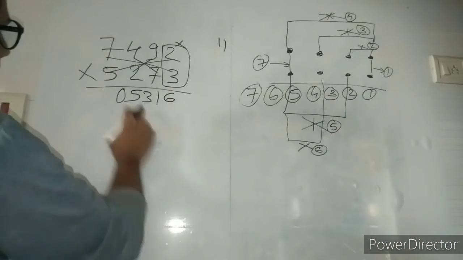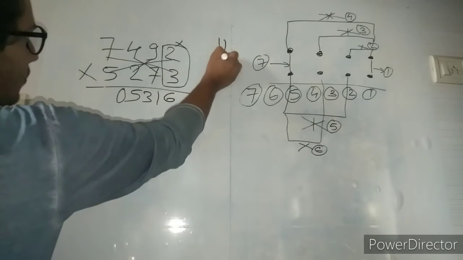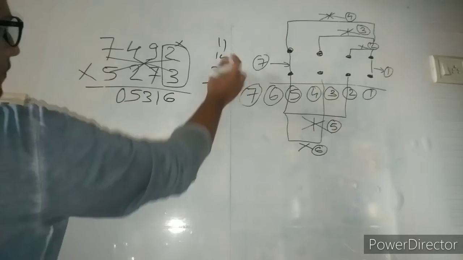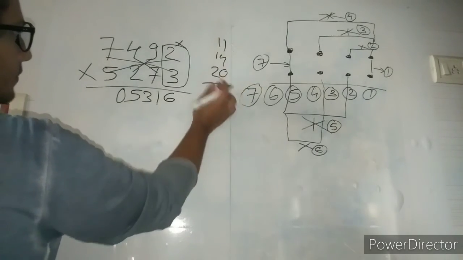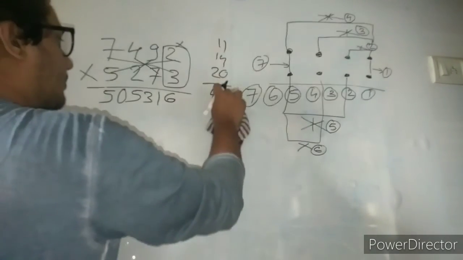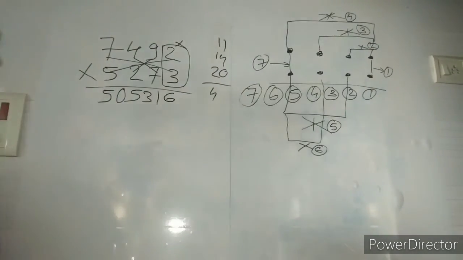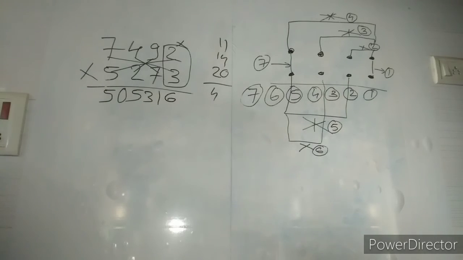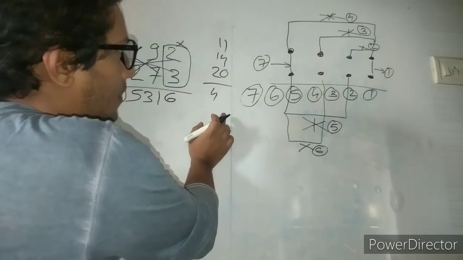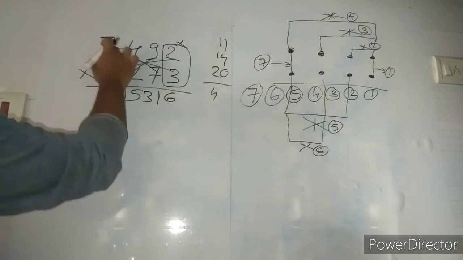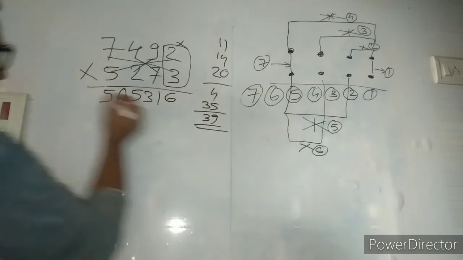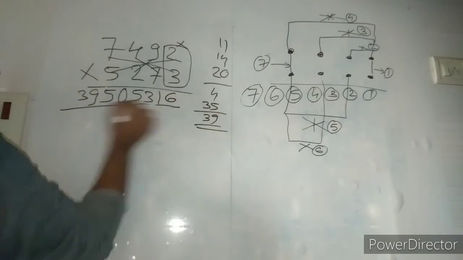First, 7 2s are 14, 5 2s are 10, 5 4s are 20. So 14 plus 10 is 24, plus 20 is 44, plus 1 is 45. So 5 here, 4 carry forward to the next step. Next step, this is the last step. 7 5s are 35. So this is 39. So guys, this is your final answer.